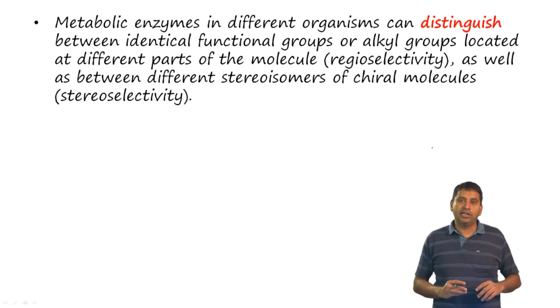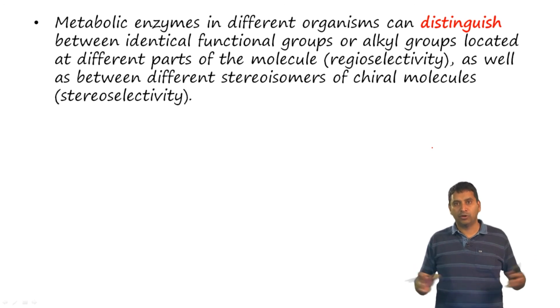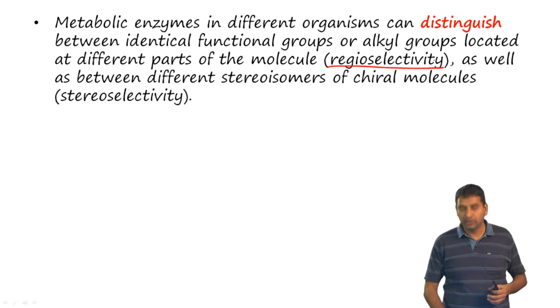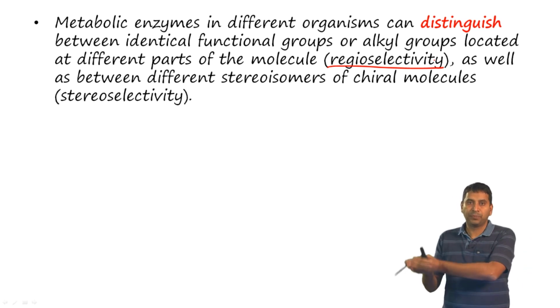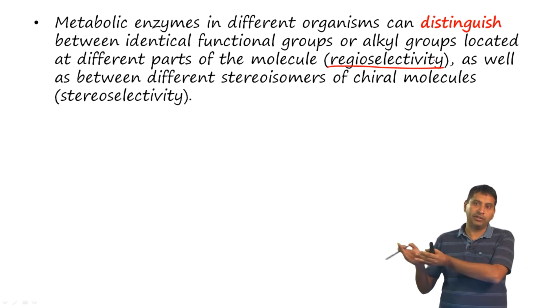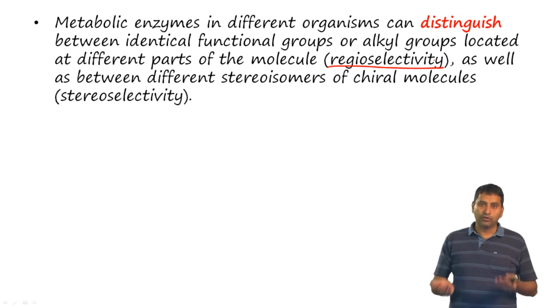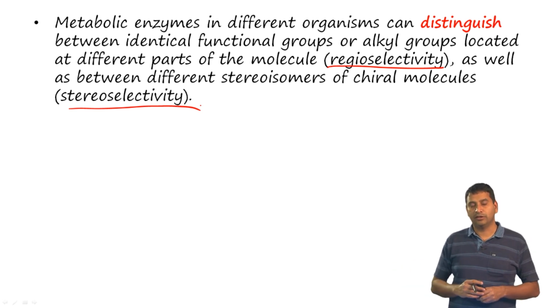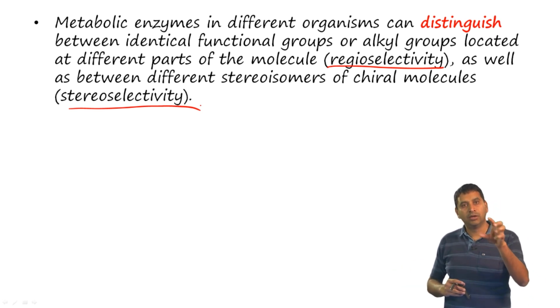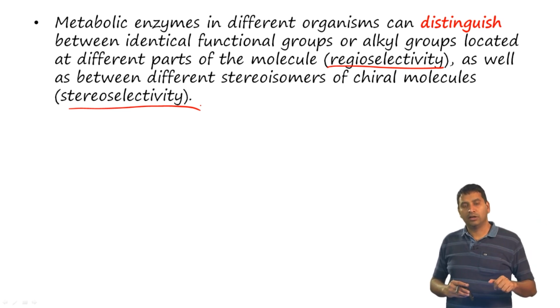So, metabolic enzymes in different organisms can actually distinguish between identical functional groups or alkyl groups located at different parts of the molecule. So, this is the concept of regioselectivity. So, you can have a metabolic enzyme which is regioselective to a particular area of the molecule, while the other metabolic enzyme can be regioselective in the other region. Right. But of course, you can also have stereoselectivity, where you have different stereoisomers in the same molecule, or a single stereoisomer where one metabolic enzyme recognizes one stereocenter while the other one does the other way in the other case.